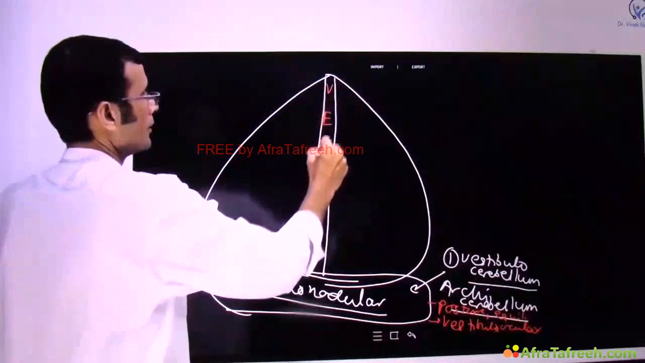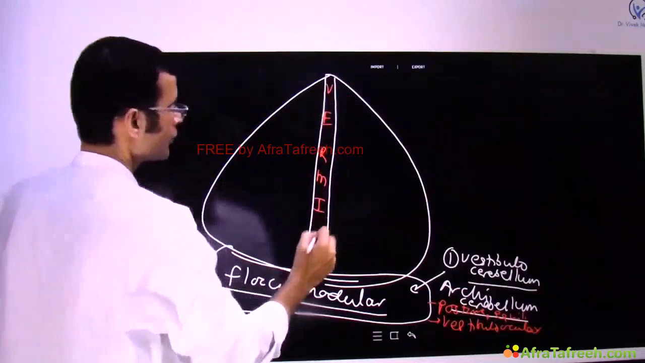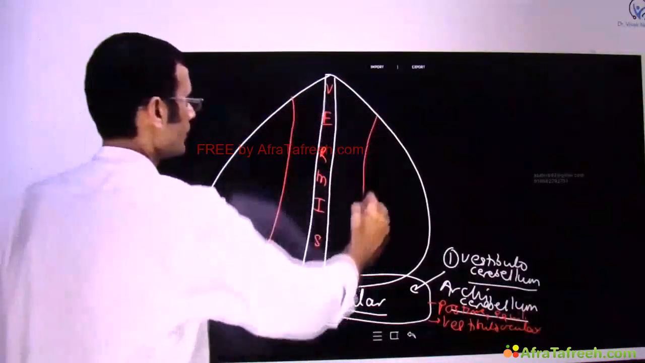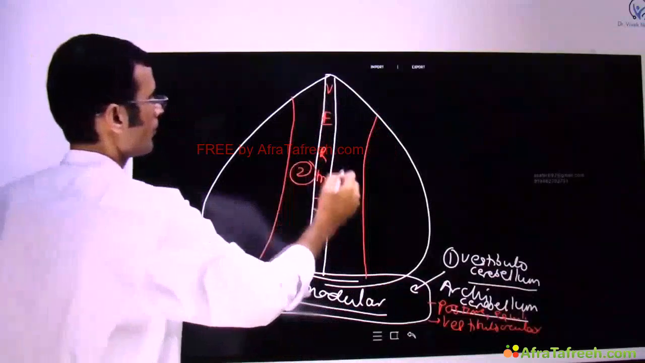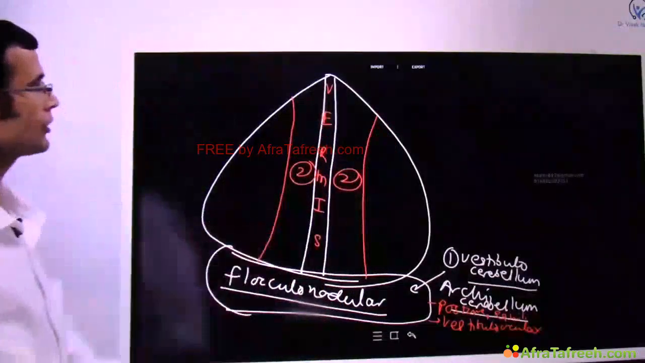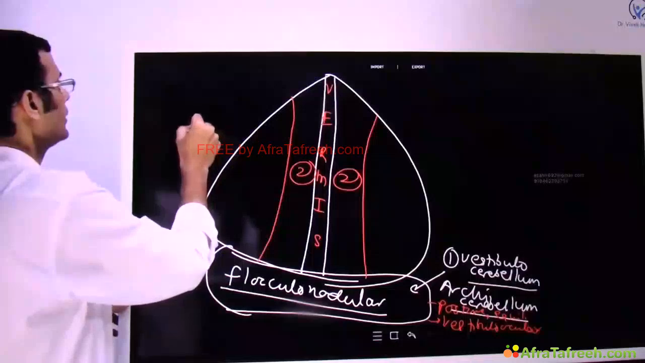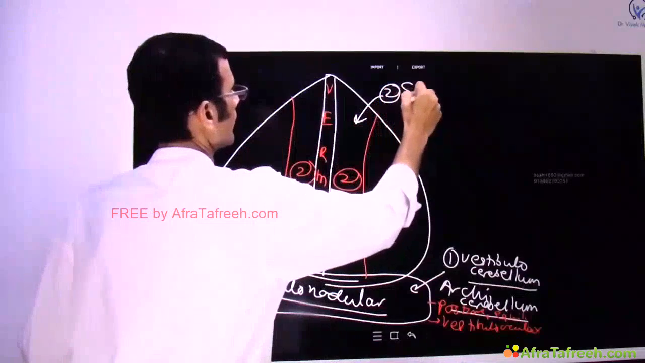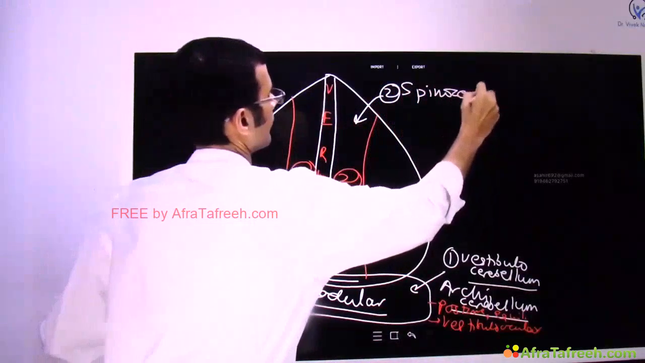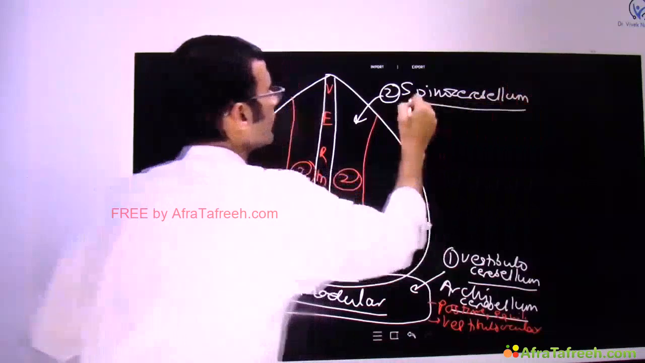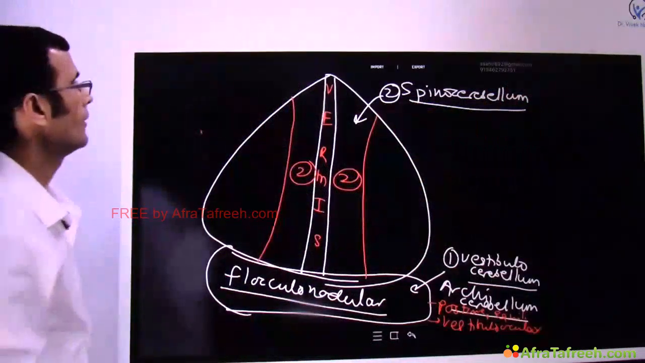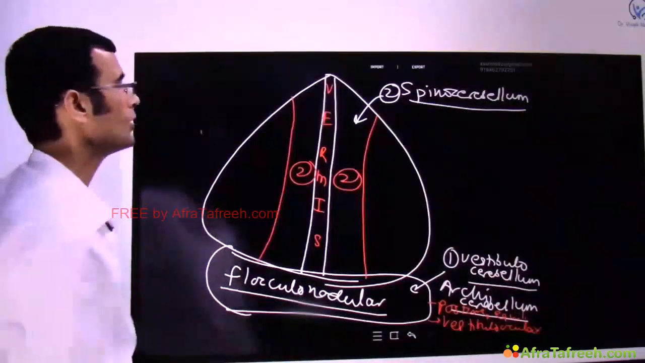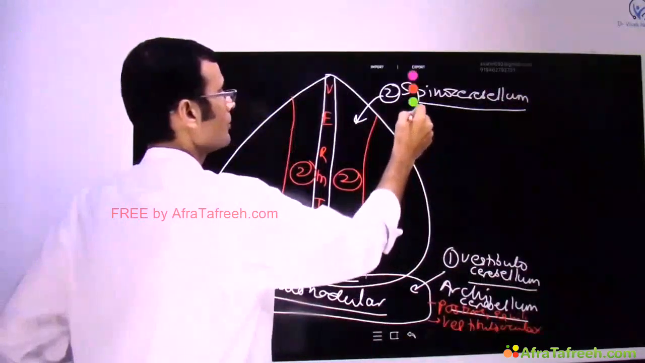Then next, the second functional division of the cerebellum. On either side of the vermis, there is the paravermis, parallel to the vermis. That forms the second functional division called spinocerebellum. This part is connected to and fro with the spinal cord. This is old in evolution, but not as old as the archicerebellum. So it is called paleocerebellum.